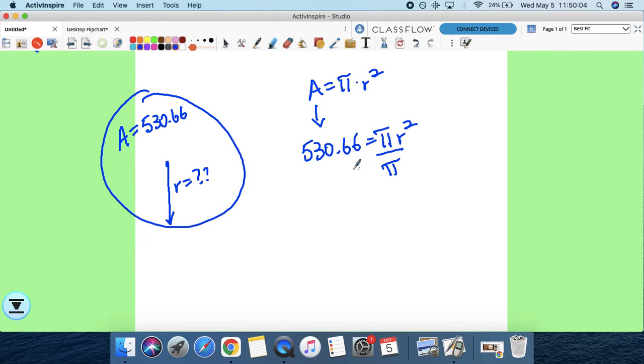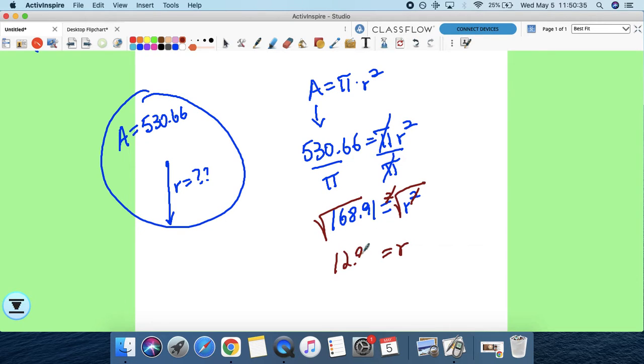I'm going to divide by pi, and then divide by pi. So in your calculator, 530.66 divided by pi te sale 168.91 equals r squared. Now take the square root. You can put a little 2 there, that crosses out. And the radius, 168.91, enter, is 12.99. We're going to round that. 12.996, so it becomes 13. Whatever this is, inches, 13 inches.